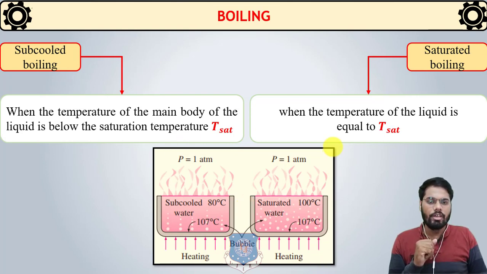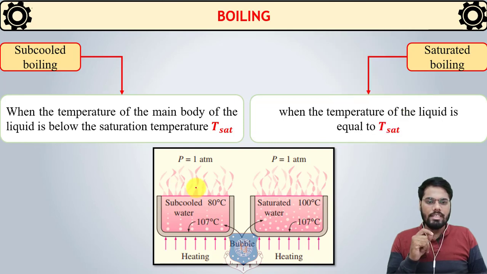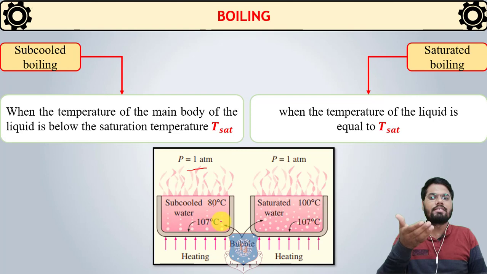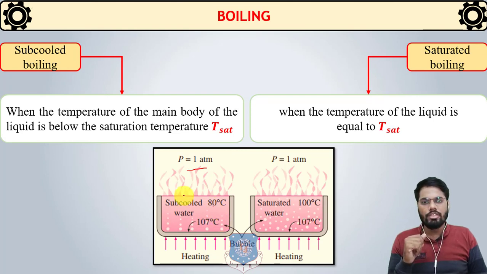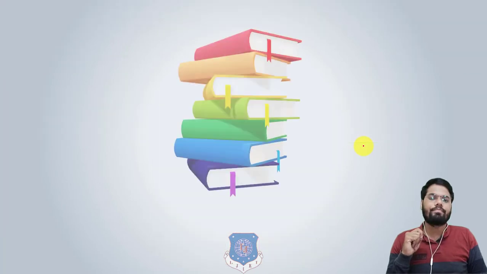As you can see in this figure, at 1 atm, the temperature of the water is 80 degrees Celsius, which is below the saturation temperature, and the temperature of this pan is 107 degrees Celsius, which is higher than the saturation temperature of the liquid. So this boiling is known as subcooled boiling because the temperature of the water is 80 degrees Celsius. In the second figure, you can see that the temperature of the surrounding water is 100 degrees Celsius, which is the saturation temperature. So this boiling is known as saturated boiling.